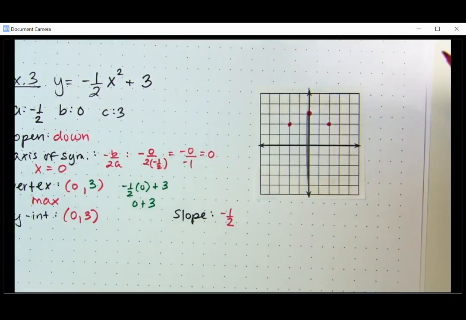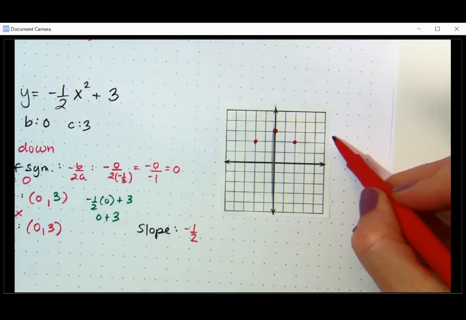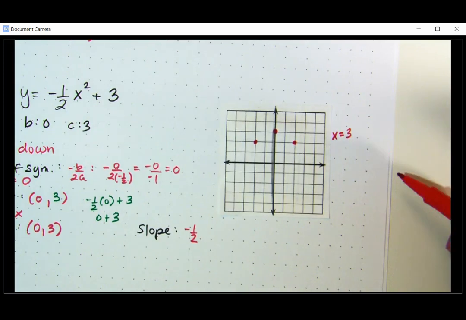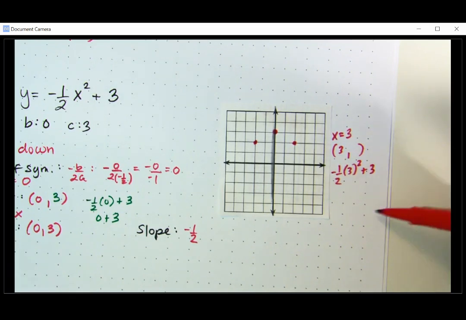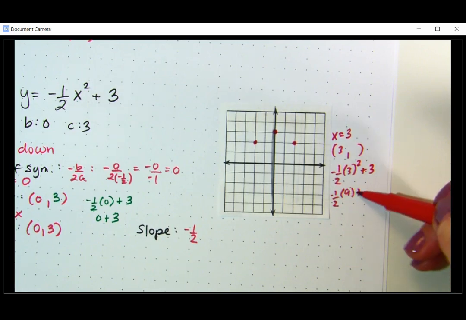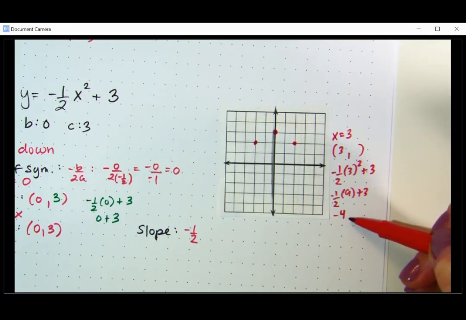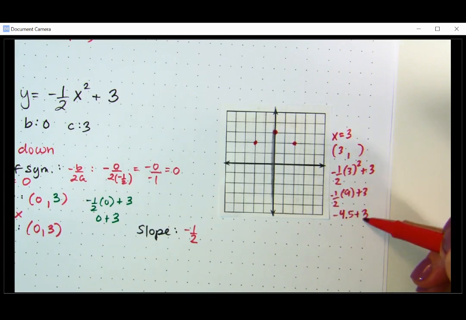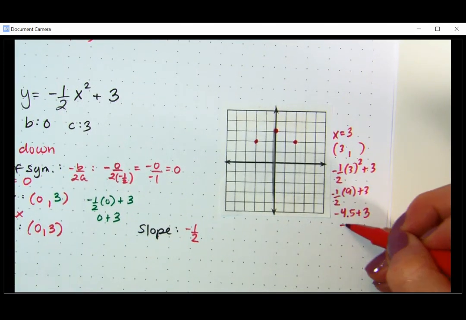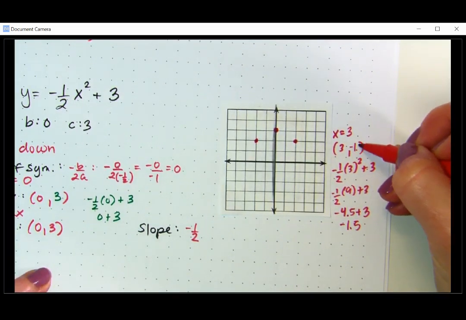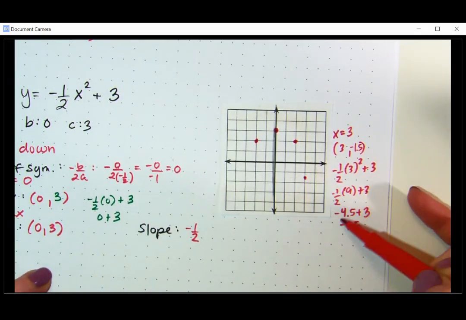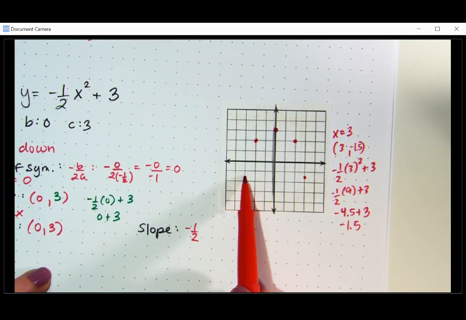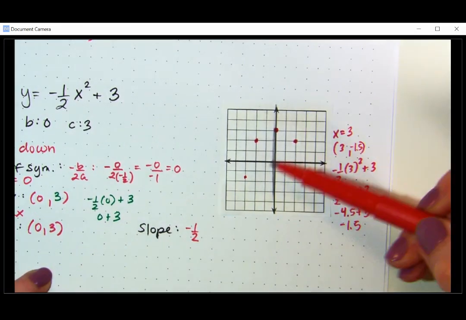So what we're going to do is see what happens when x equals 3. Okay, so we're going to get that point. I get -1/2 times 3 squared plus 3, -1/2 times 9 plus 3, -4.5 plus 3 is -1.5. So that means that when x is 3, y is -1.5. So that means when x is -3, we're at -1.5.